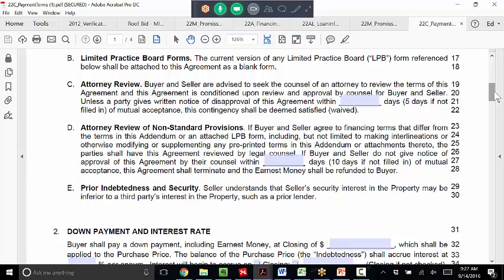Paragraph 1E, prior indebtedness and security. Seller understands that seller's security interest in the property may be inferior to a third party's interest in the property, such as a prior lender. So if I'm selling my house to Doris on a contract, that interest that I'm selling is inferior to my mortgage lien holder because they're in first position. So they could foreclose and Doris could get screwed, is what that sentence is telling us, right?